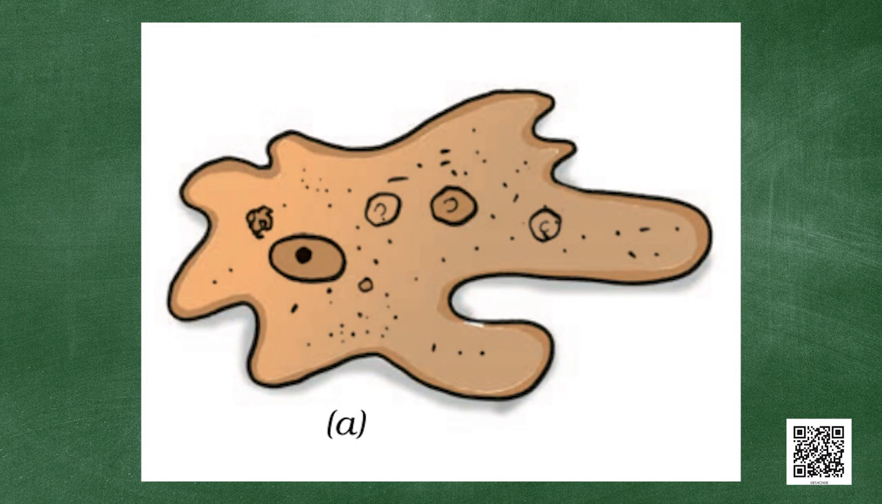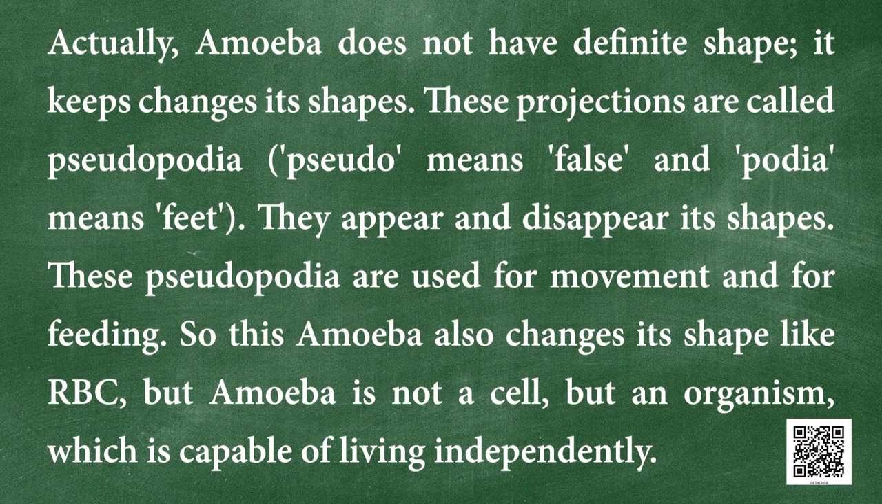How about this amoeba? Ma'am, it is also having branches. Actually, amoeba does not have a definite shape. It keeps changing its shape, and these projections, what you called branches, are actually called pseudopodia. Pseudo means false and podia means feet. They appear and disappear. These pseudopodia are used for movement and for feeding. So, this amoeba also can change its shape like RBC, but amoeba is not a cell, it is an organism. And this amoeba is a single cell organism, that is a unicellular organism, and it can live independently.